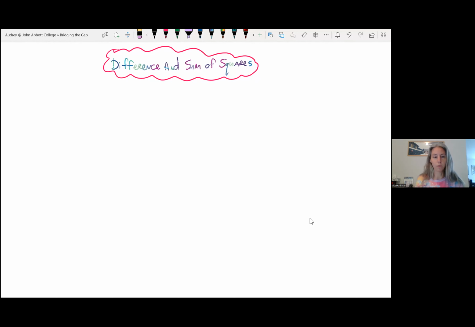Do you know the formula for the difference of squares? If so, pause the video and write it down. Then come back and check your answer. If not, let's do it. The difference of squares.